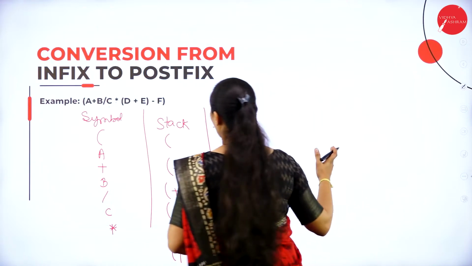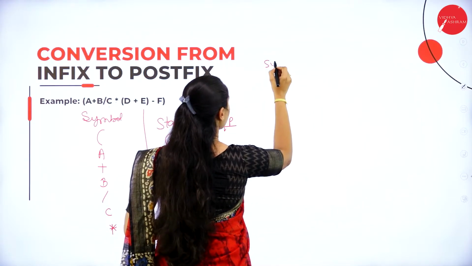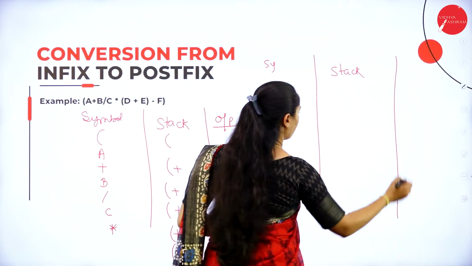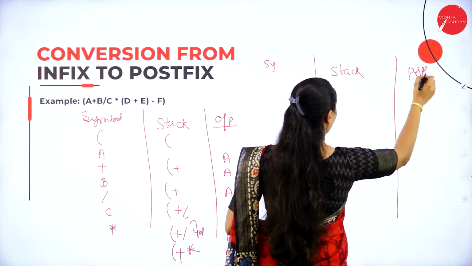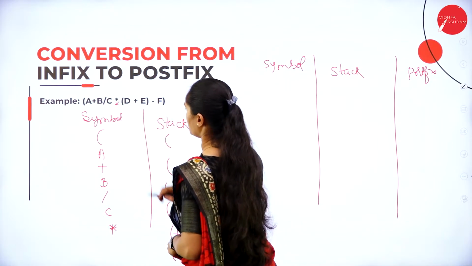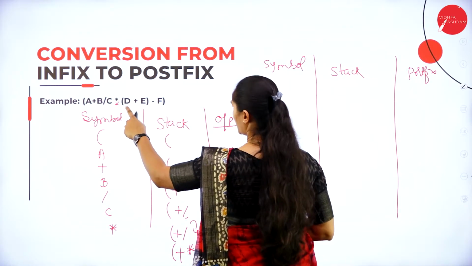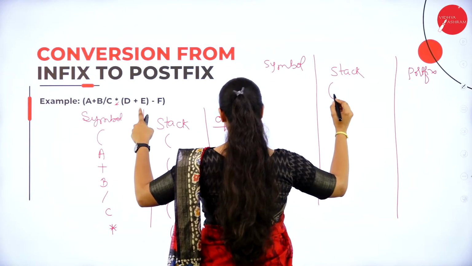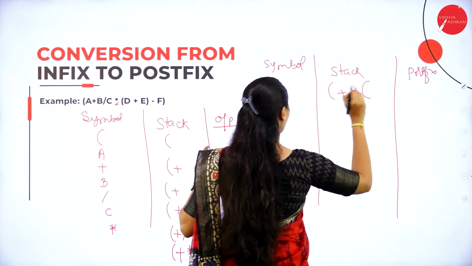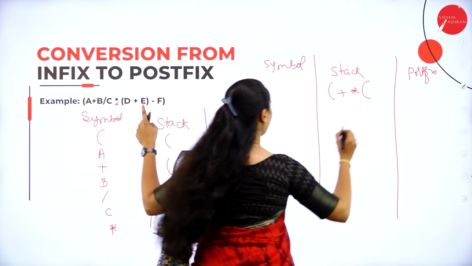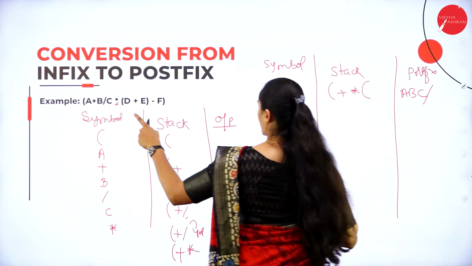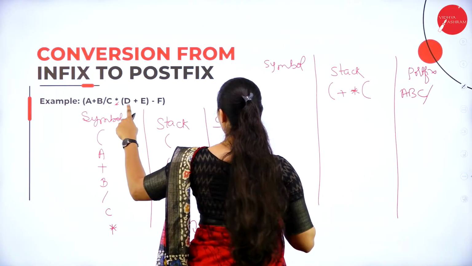Let me continue here. Then again it will be symbols. Then we have a stack, then it will be output or postfix expression. Okay, consider these are the symbols. So we are done till here, right? Next again I have an opening parenthesis. In the stack right now we have an opening parenthesis, plus, and a multiplication symbol. Again I have an opening parenthesis. Fine. In the postfix expression we have A, B, C, divide. Then I have found this opening parenthesis that got over.